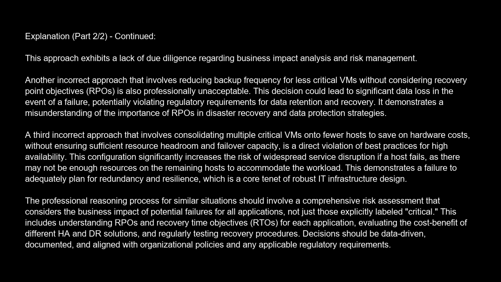A third incorrect approach that involves consolidating multiple critical VMs onto fewer hosts to save on hardware costs, without ensuring sufficient resource headroom and failover capacity, is a direct violation of best practices for high availability. This configuration significantly increases the risk of widespread service disruption if a host fails, as there may not be enough resources on the remaining hosts to accommodate the workload. This demonstrates a failure to adequately plan for redundancy and resilience, which is a core tenet of robust IT infrastructure design.